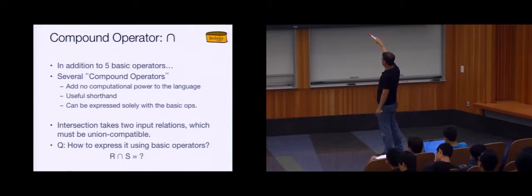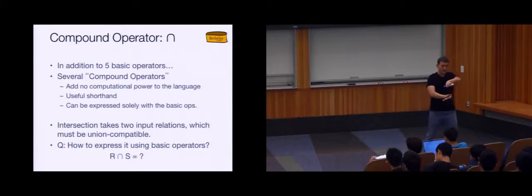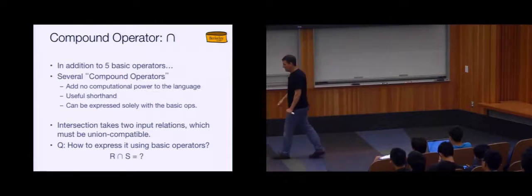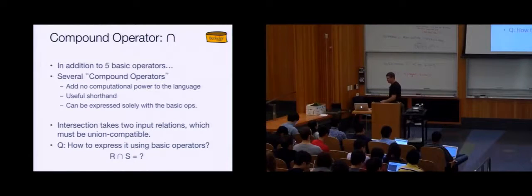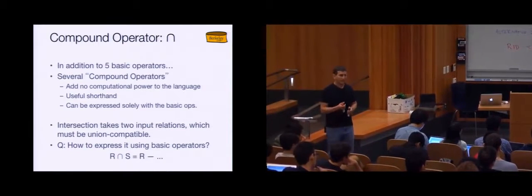Intersection, you know what it is, right? It takes two input relations, which must be union compatible, otherwise it wouldn't make sense. And it returns those things that are in both relations, right? So what is R intersect S? How do we express that in terms of the operators we've seen so far? Let me give you a head start. Maybe we can make it R minus something, because after all, it's going to be a subset of R, right? Anybody see what it is?